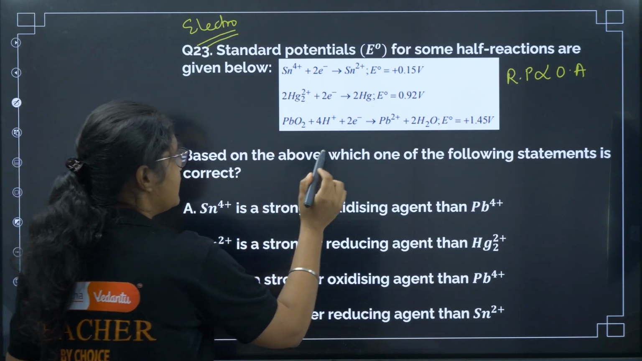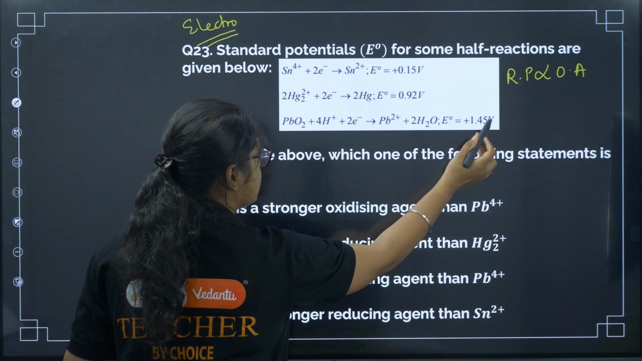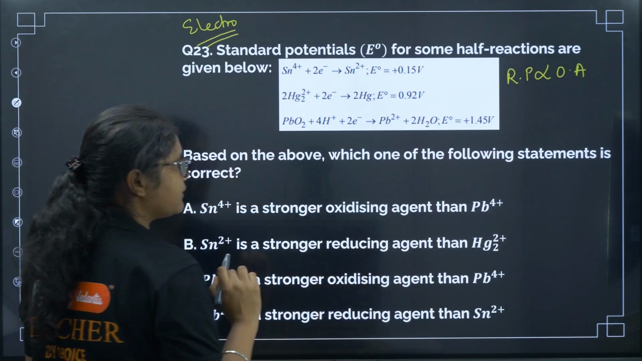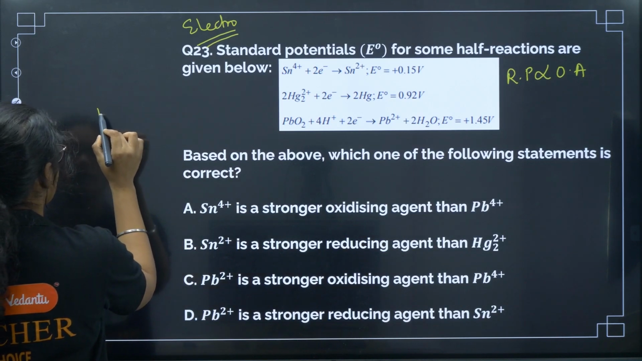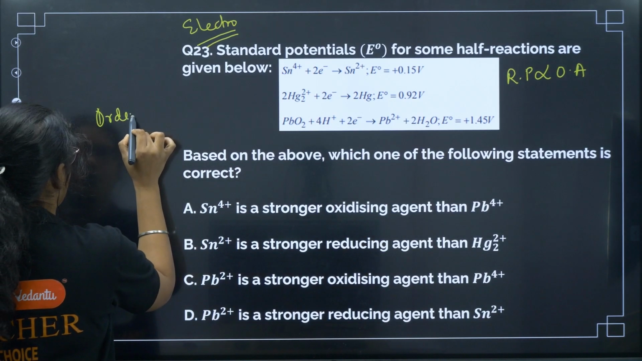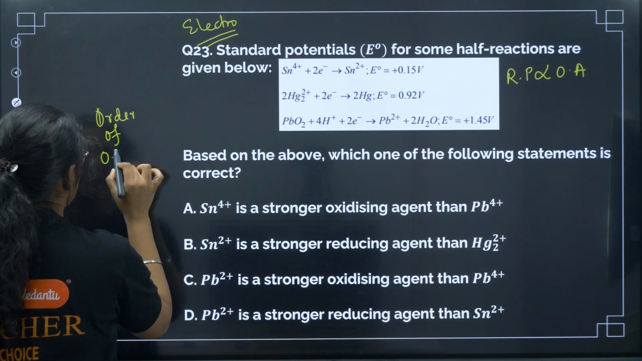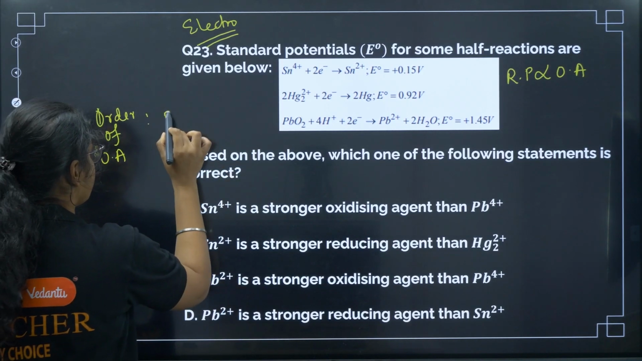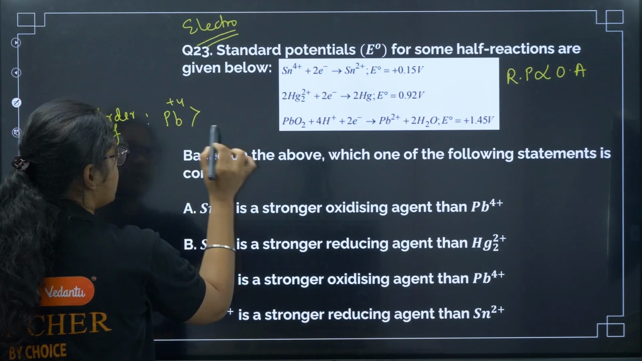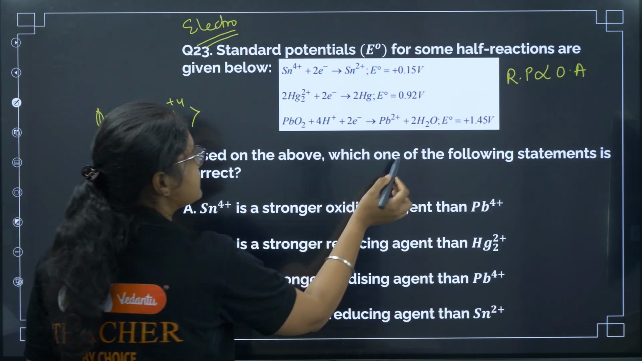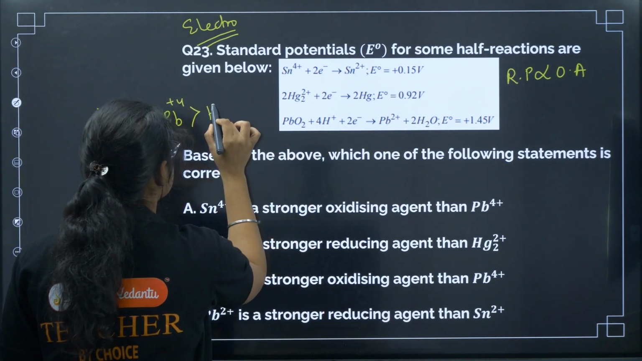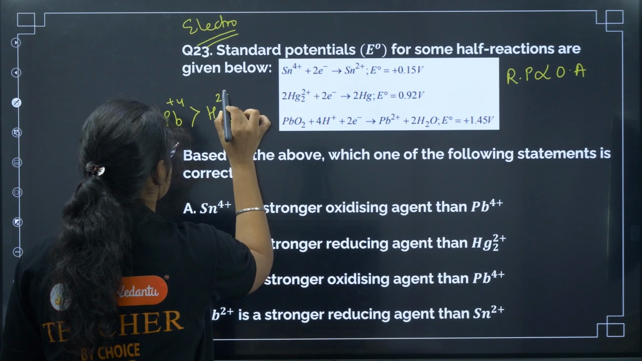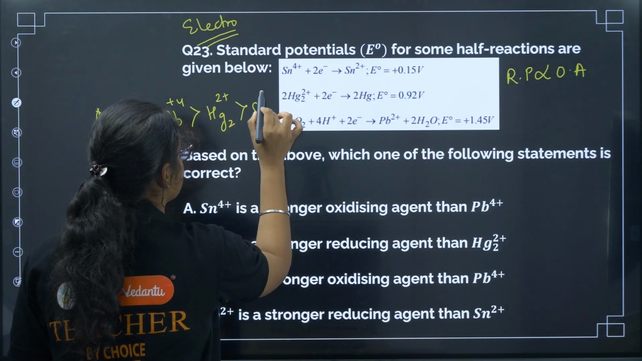So if you see, the reduction potential of Pb here is the maximum, 1.45 volt. So I will write the order of oxidizing agent. Okay, so Pb4+ will be the highest, because here it is in the plus 4 oxidation state. Next is 0.92, so that is Hg2 2+, and the next one is Sn4+.